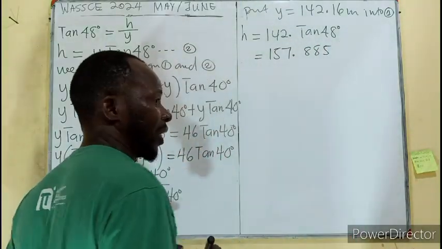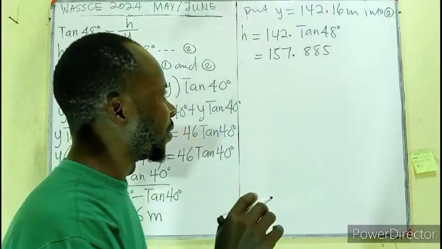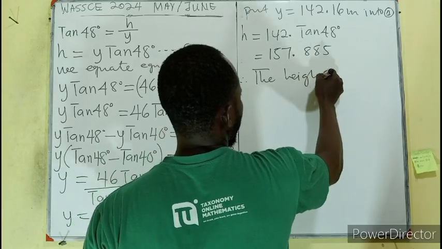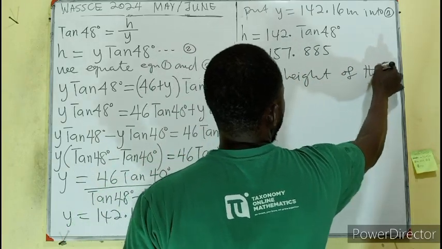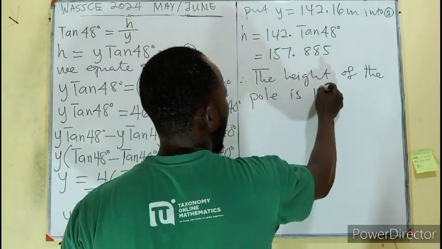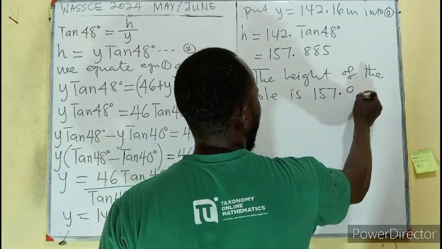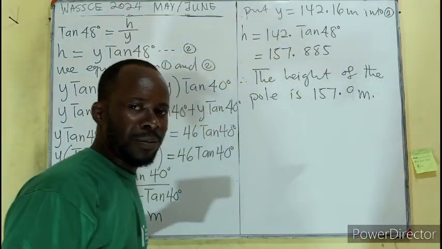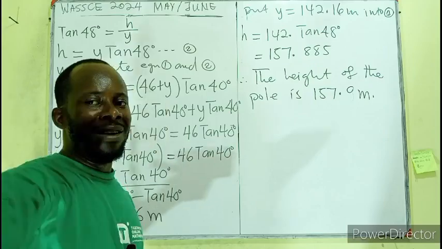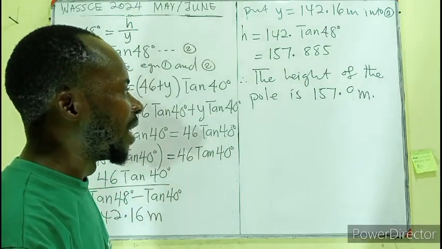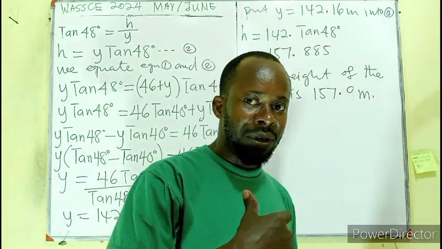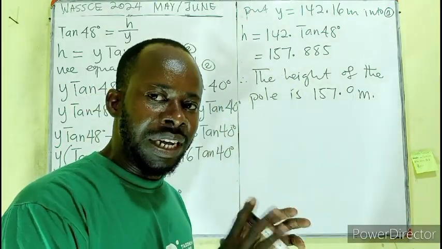157.885. But the question asks us to leave our answer in one decimal place. So therefore, the height of the pole is going to be 157.9 meters. So the height of the pole, or better still, the height of the bed from the ground will be 157.9 meters.